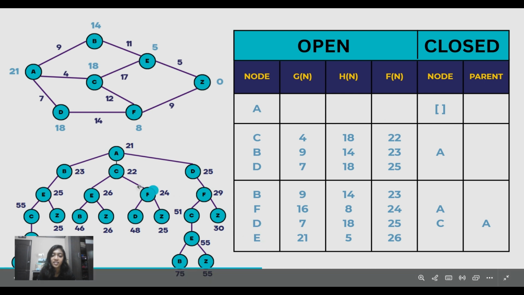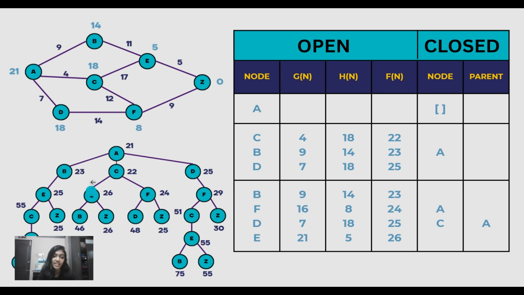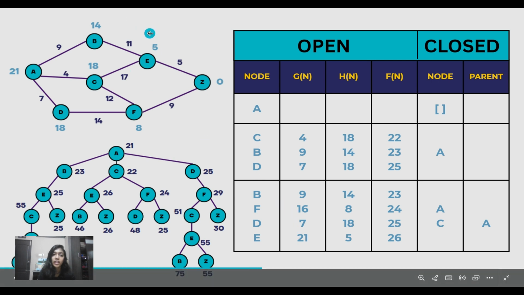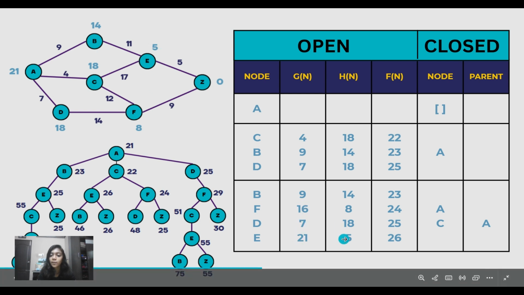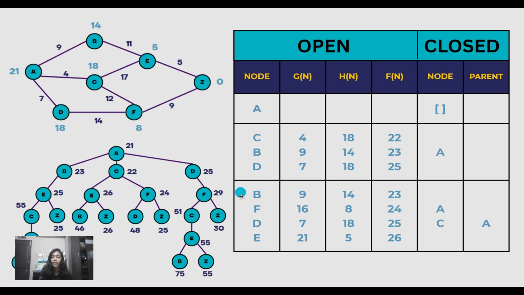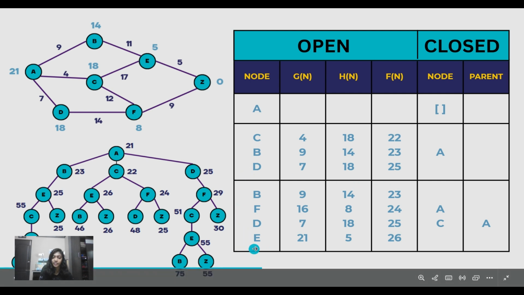Next, E is the children of C. So we will take the path as A, C, E. So the cost of the path from A to E through C will be 4 plus 17, which is 21. And the heuristic value of E is 5. So 21 plus 5 will give 26 as the f of n value for E. After the summation, we will arrange it in ascending order. So I will get the order as B, F, D, E.